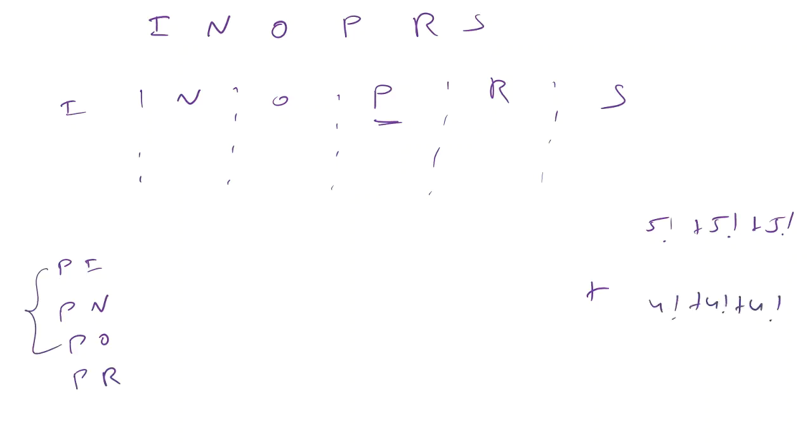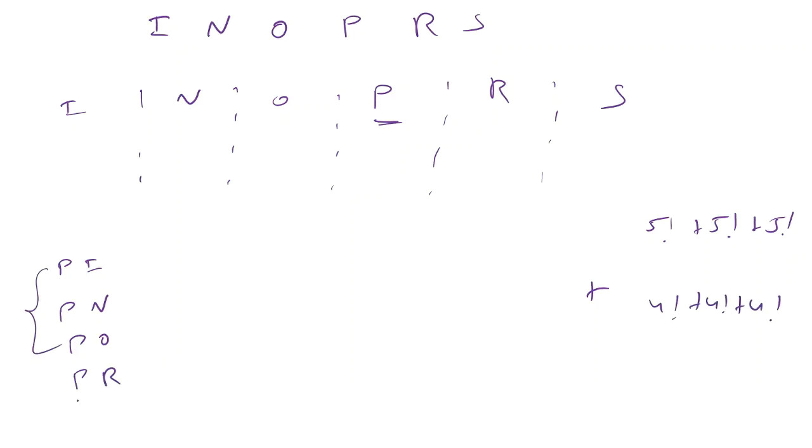So there are 5 factorial plus 5 factorial plus 5 factorial plus. So this page we have divided into partitions. After doing the partition, the first partition is PI, PN, PO, and PR. So there are these 3 boxes before this one. So we'll have 4 factorial plus 4 factorial plus 4 factorial words before the actual word PRISON.